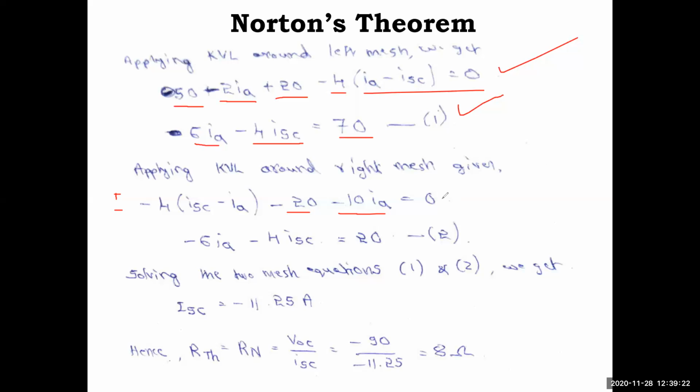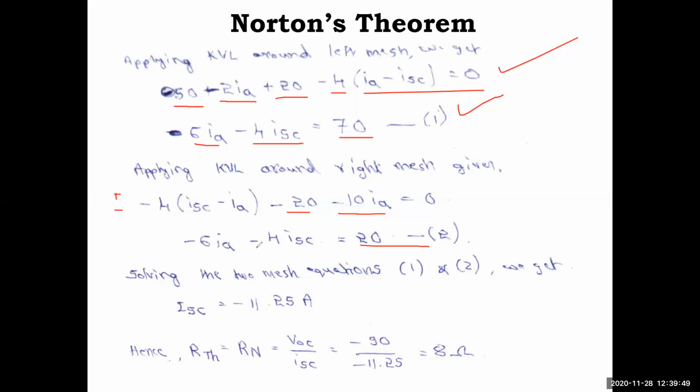So now simplify this the same way. You make two equations. So here: minus 4 isc plus 4 ia minus 20 minus 10 ia equal to 0. You can write one more step. Then ia you write first, because same pattern: minus 6 ia, you will get plus 4 ia minus 10 ia, minus 6 ia, and this minus 4 isc, and this 20 taken to the right side will become 20. Make it as equation 2.